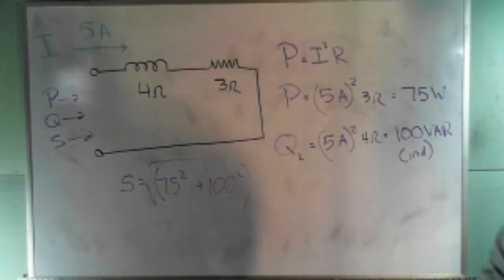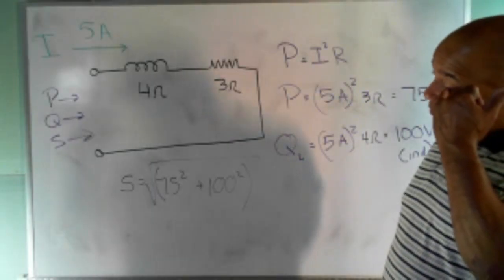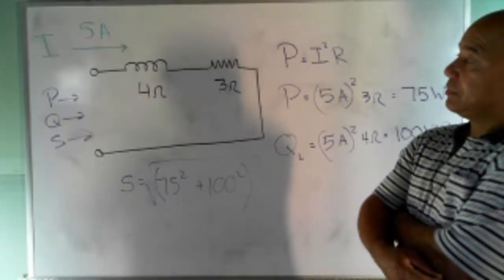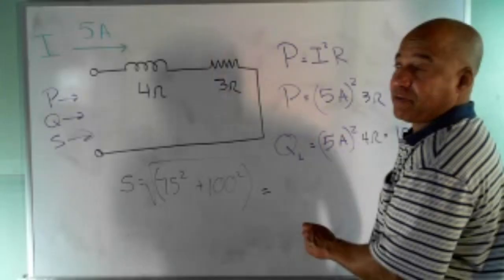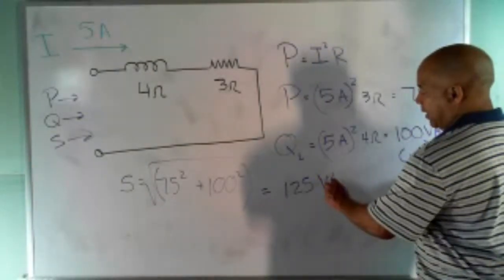Anybody got a value for S? I got 125. Sorry, my connection's kind of choppy. I got 125. 125, that's about right. And this would be VA.